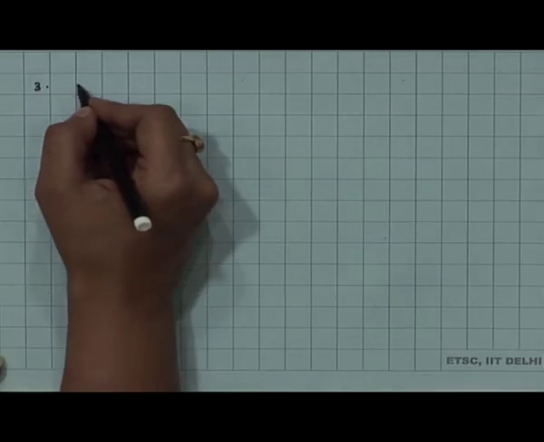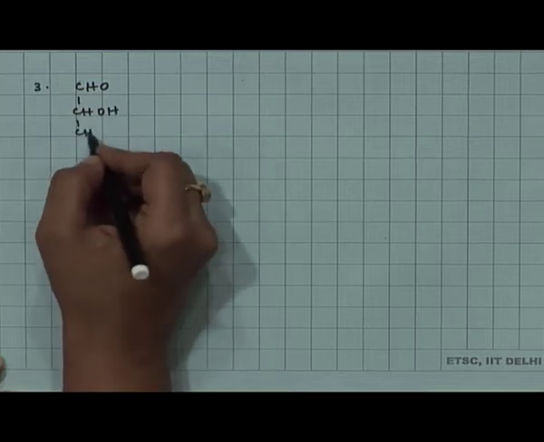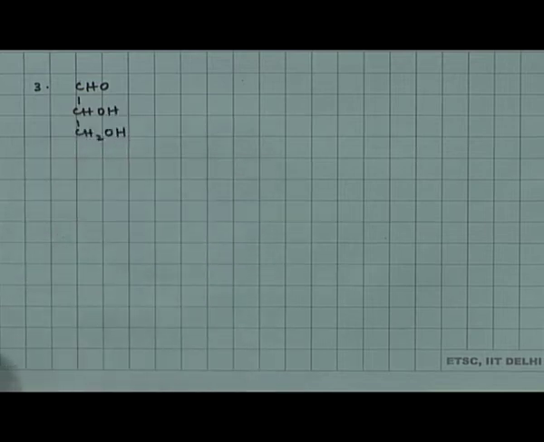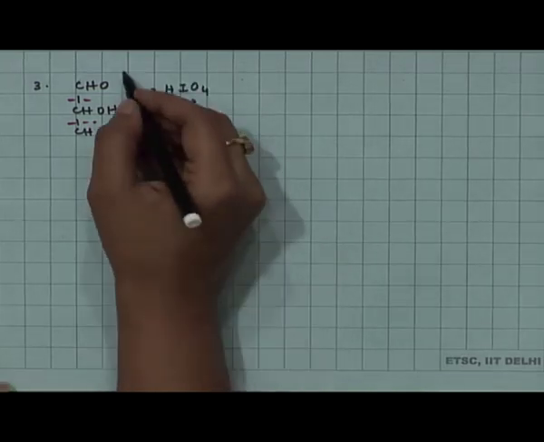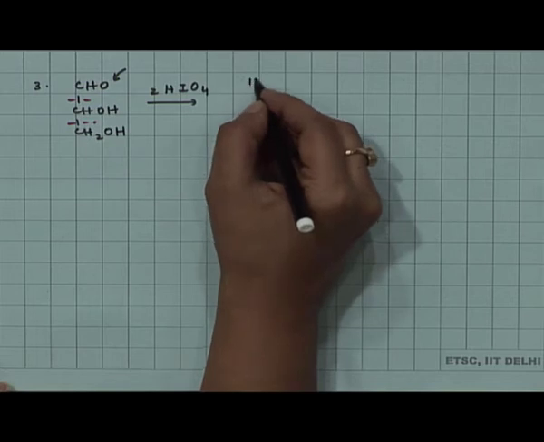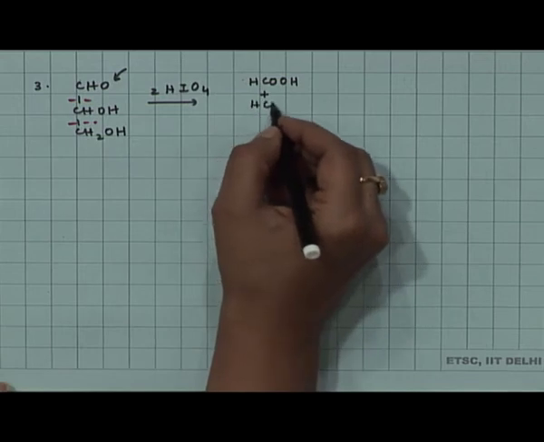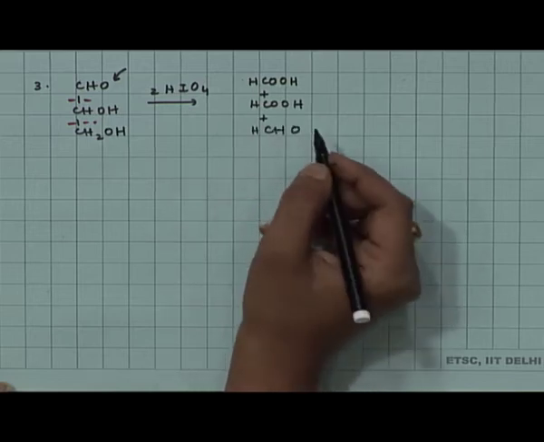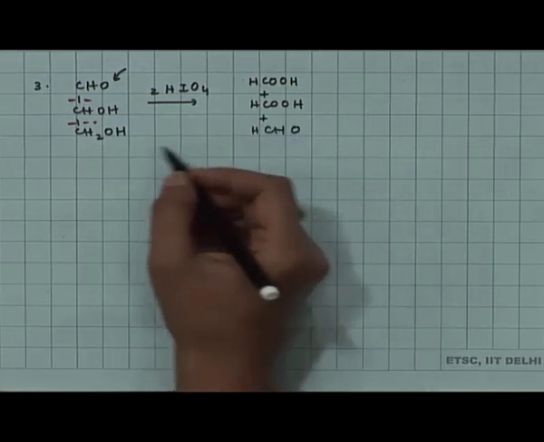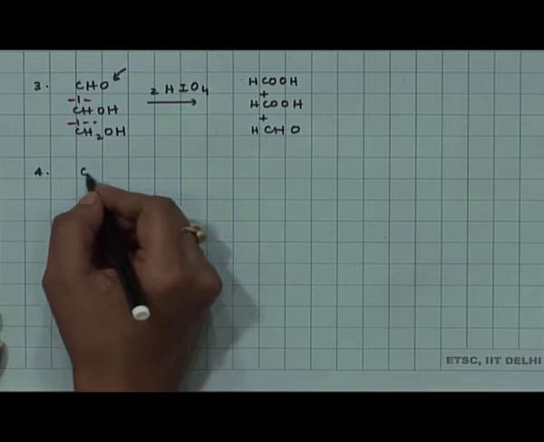If you have a terminal formyl group in this molecule, again we are looking at 2 carbon-carbon bond cleavages, so treat it with 2 moles of HIO4. Now, the terminal formyl group is going to oxidize to formic acid, and the internal one is also going to oxidize to formic acid, and this terminal CH2OH yields formaldehyde. So, if any aldehyde or ketone is present adjacent to the carbon bearing OH, it also gets oxidized.